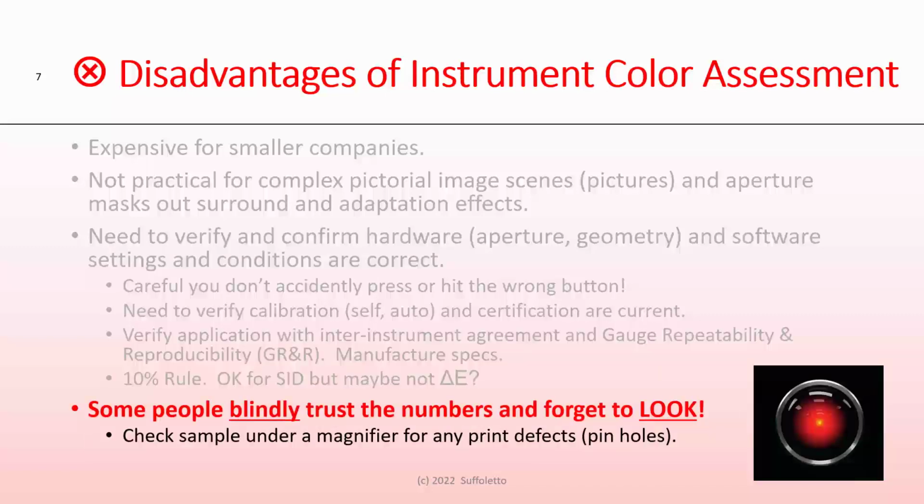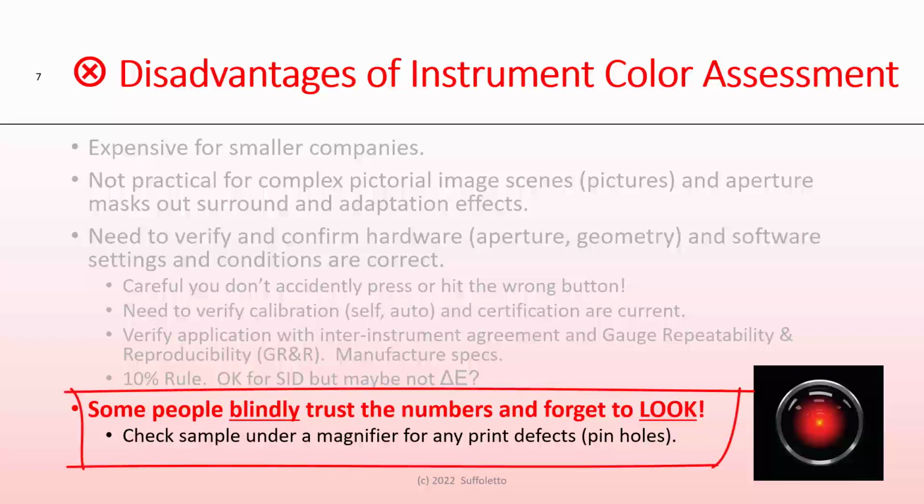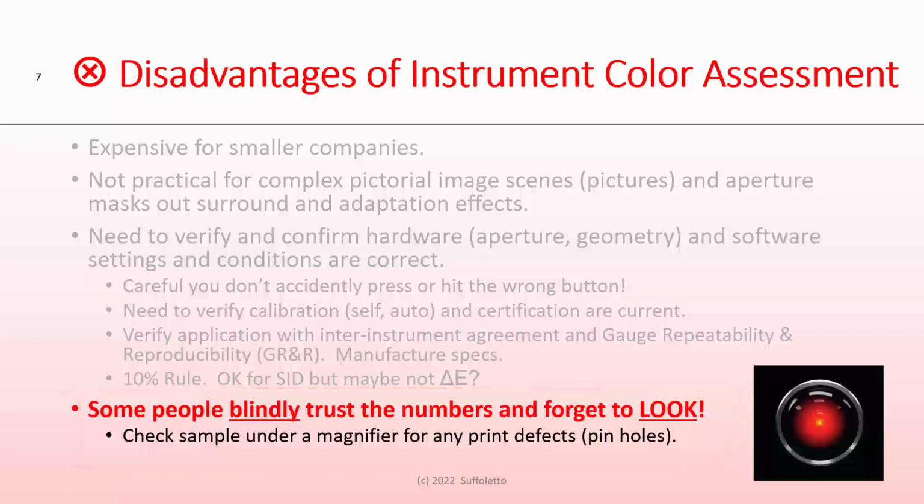The biggest problem I have with instruments is that some people blindly trust the numbers and forget to look. So you have to look at that sample under a magnifying glass to make sure you have good print quality with no defects. The ink transfer and lay should be very smooth and uniform. No pinholing, no mottle. Your halftone dot structure should not be distorted or deformed, no doubling, no slurring. Your halftone dot should not have any centered hollow donuts.